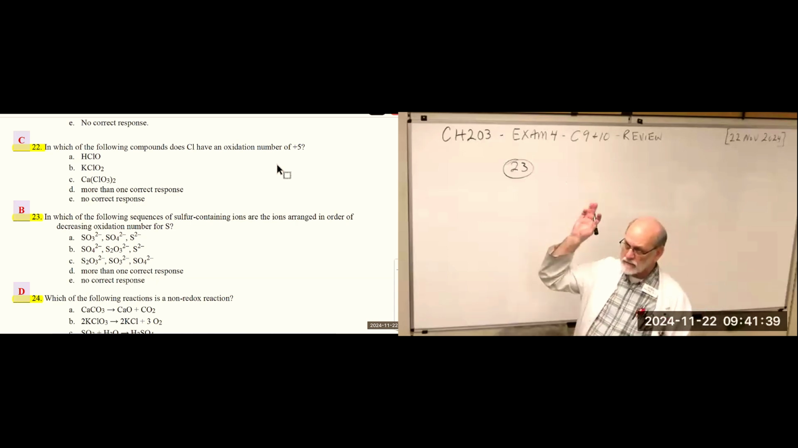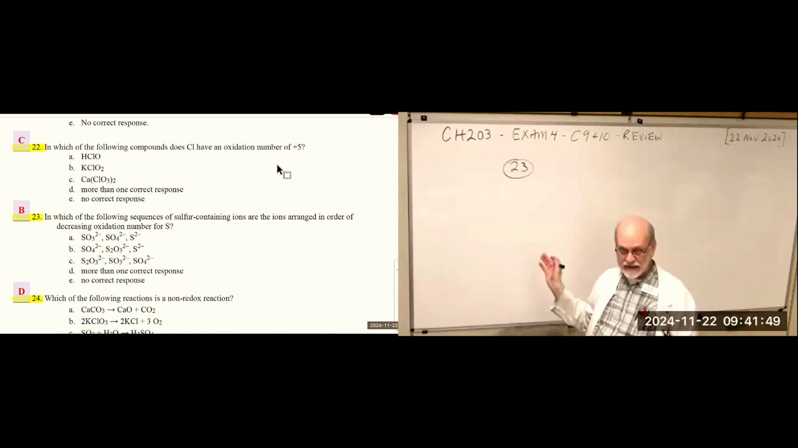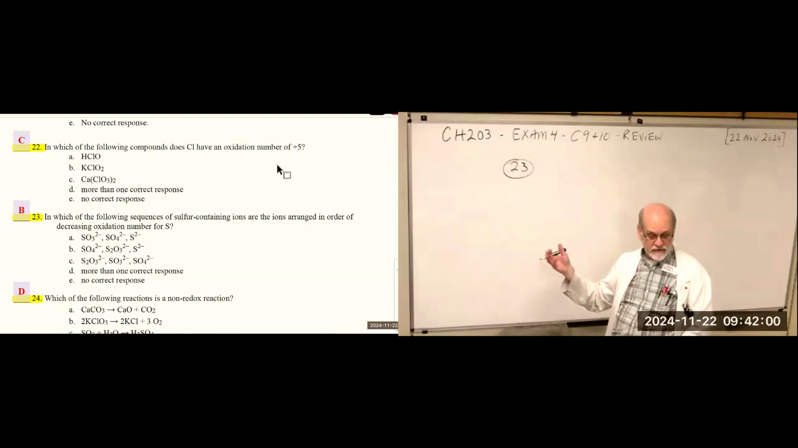So they could go from very positive to not so positive, or to 0, or they could go to negative, or they could go from 0 to negative, or they could go from negative to more negative to decrease the oxidation number. In other words, more negative is decreasing. Whether it starts off positive or starts off negative doesn't matter.